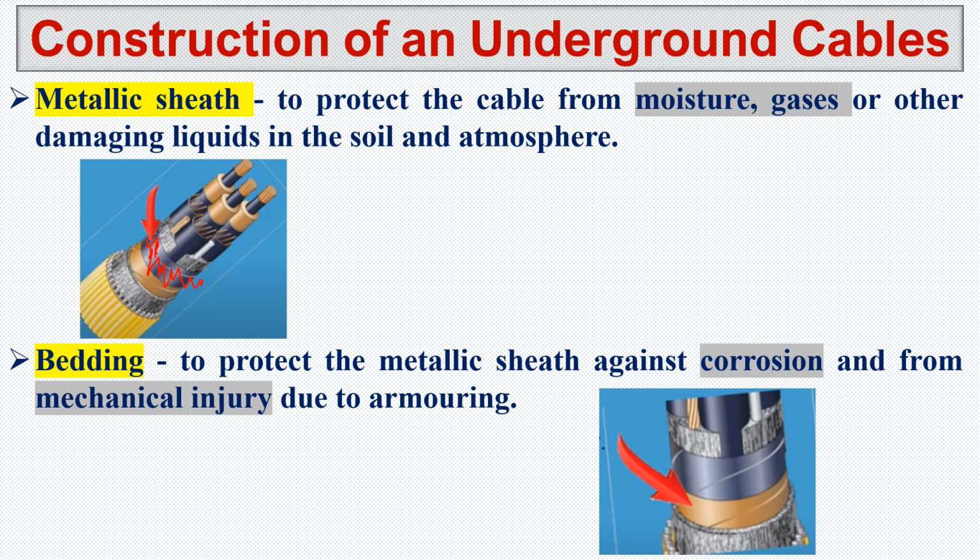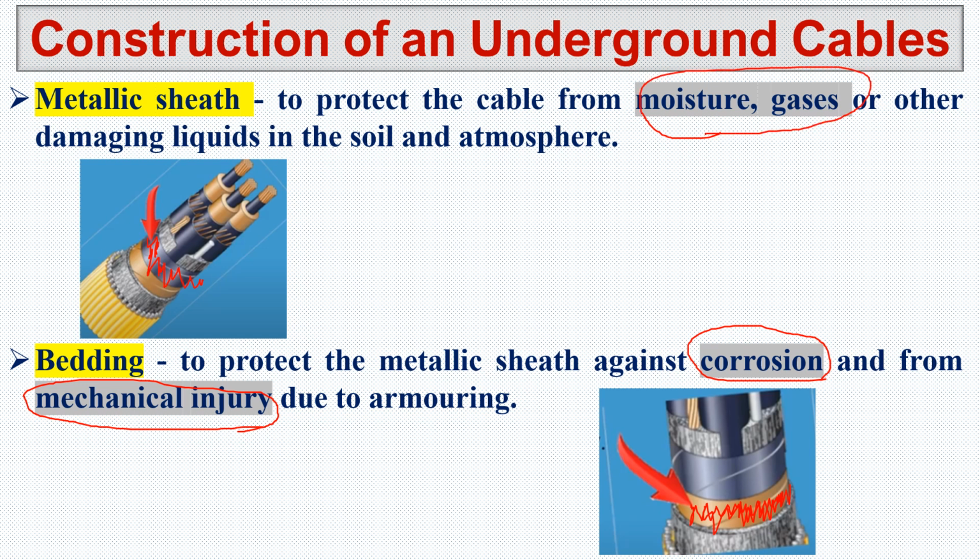Next one is the bedding. If you look here, next to that there's a brown color. This is the bedding. It is also similar to the metallic sheath, like a tape surrounding the conductor. It protects the metallic sheath against corrosion and mechanical injury. So the bedding serves these two purposes, while the metallic sheath protects against moisture and gases.